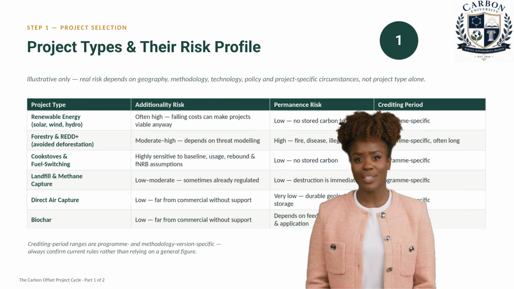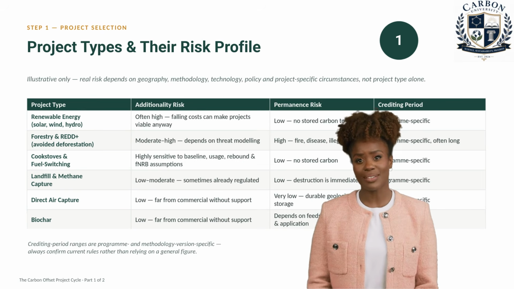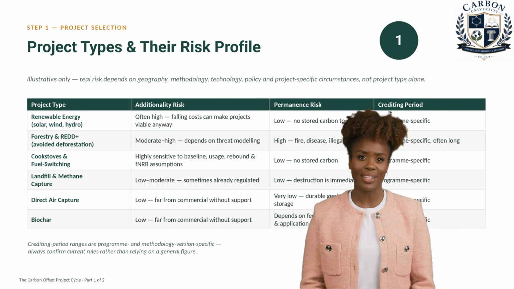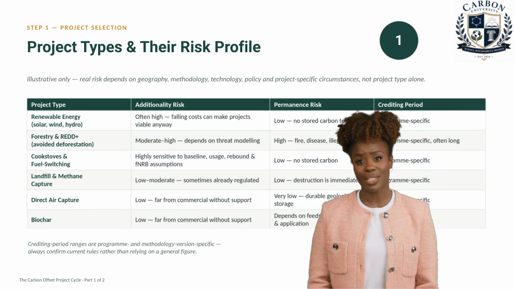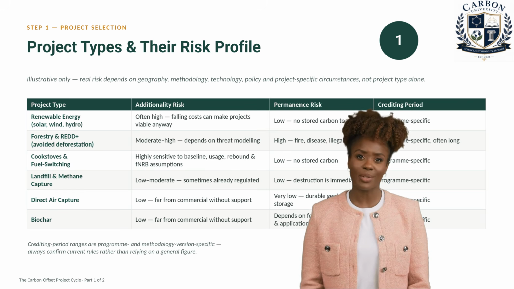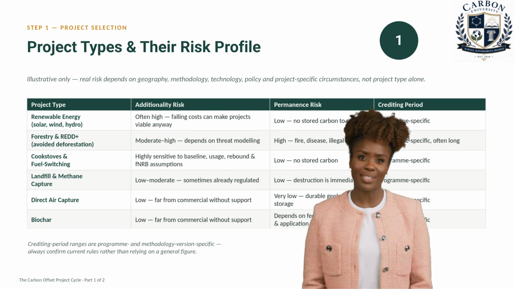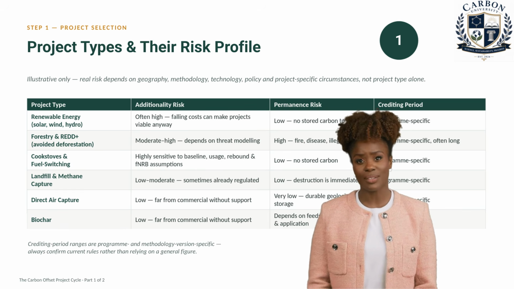Risk varies a great deal by project type, so let's pause here, though I want to stress these classifications are illustrative only, as there are far more project types than in this slide. Real risk depends on geography, methodology, technology, policy, and project-specific circumstances. With that caveat, renewable energy often carries higher additionality risk today as technology costs fall, but low permanence risk since there's no stored carbon to reverse.